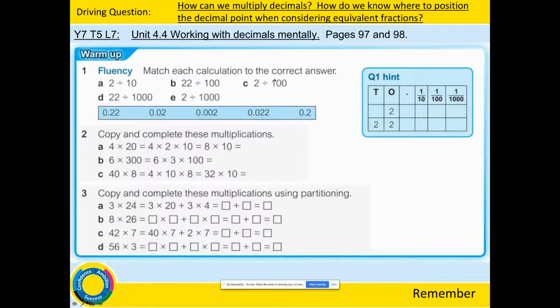Right, okay. First question, 2 divided by 10. There's only one 0 in 10, so you're only moving it over one place, and fill up the ones with a 0. So it'd be 0.2.